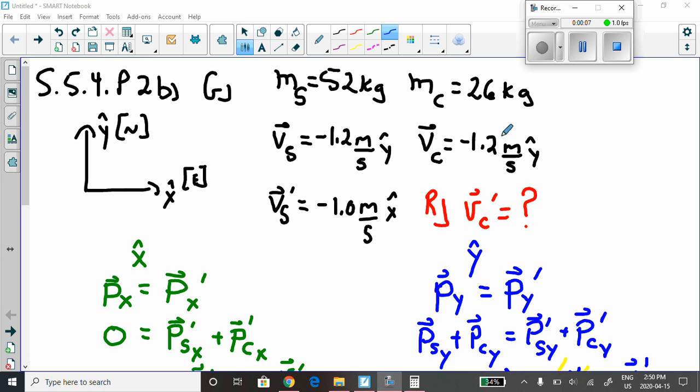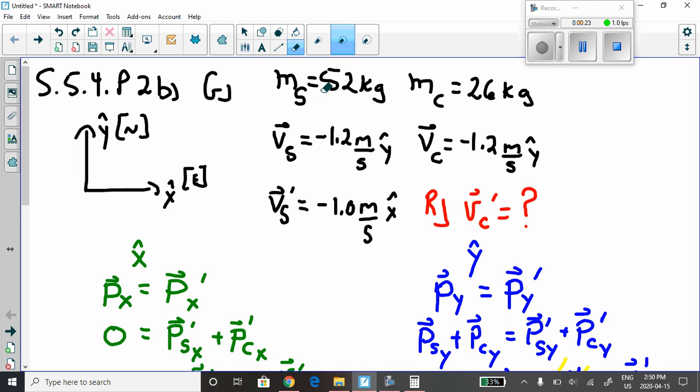Section 5.4, practice question 2B, which wants us to use the component method. So we can do that. And we're setting up our directions here. X hat is east, Y hat is north.